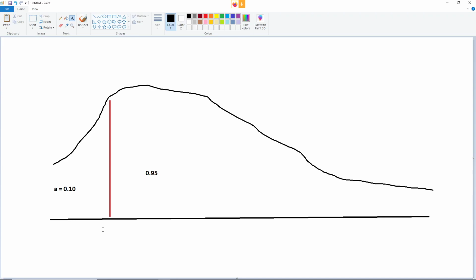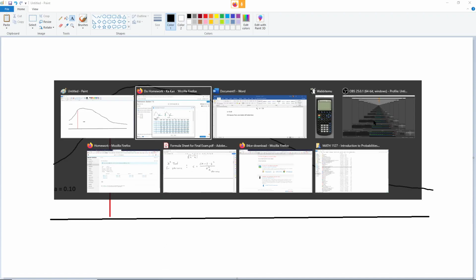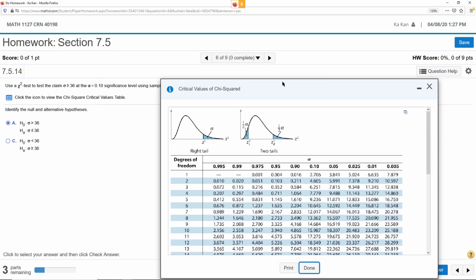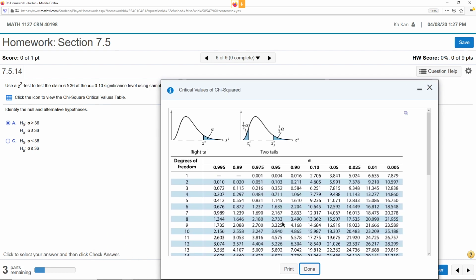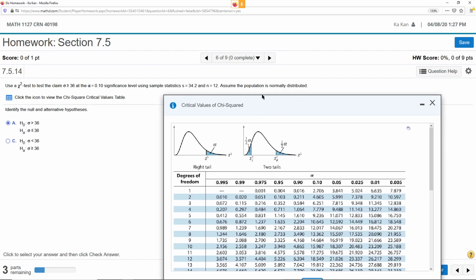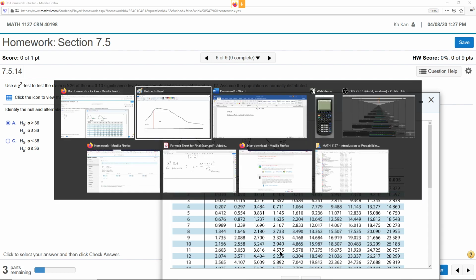To find the critical value down at the bottom, you have to find 0.9, which is right here, this column right here. And we have to match that to the corresponding degree of freedom, which is your sample size minus 1. Now the sample size is 12, right? N equals 12. So minus 1 is 11, which is right here. 11, 0.9, 11 is 4.575. So let me go ahead and type it in.